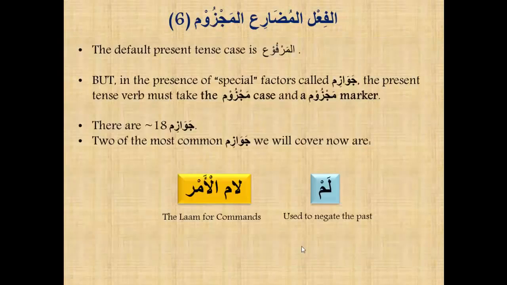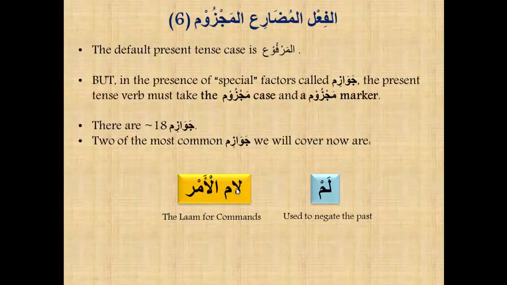So that's that for the mansub case ending. Now we'll be talking about the third and final fi'l mudari' case ending, the majzoom. In the presence of special factors called jawazim, the present tense verb must take the majzoom case, which means it also must take a majzoom marker. There are approximately 18 jawazim. Two of the most common jawazim, which we will cover right now, are lam and lam al-amr. Lam is used to negate the past, and lam al-amr is the lam for commands.